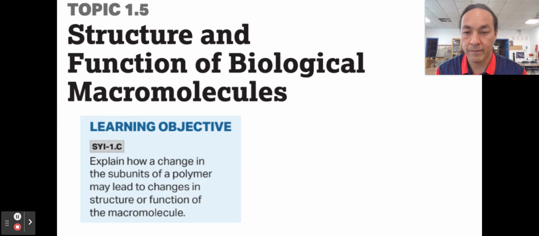All right, structure and function of biological macromolecules. And so here, this is 1.5. And so this is dealing with how does a change in the subunits of a polymer lead to changes in the structure or function of the macromolecule. So this is going to be pretty quick, right?